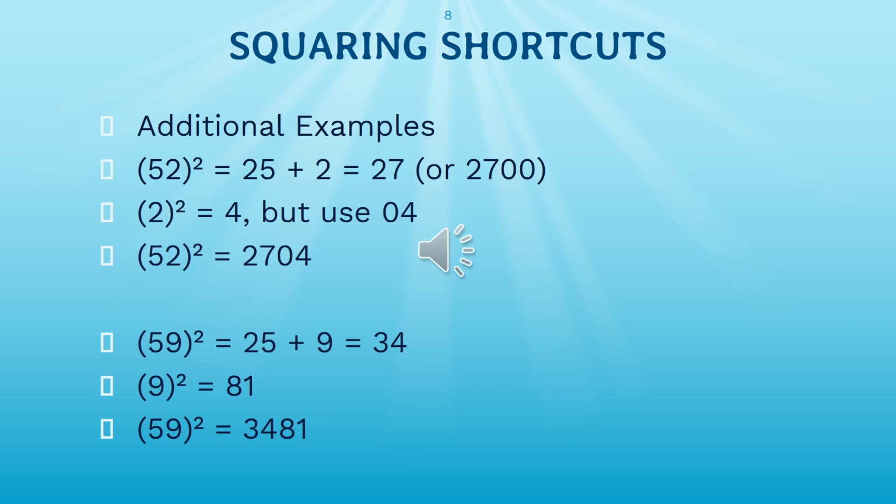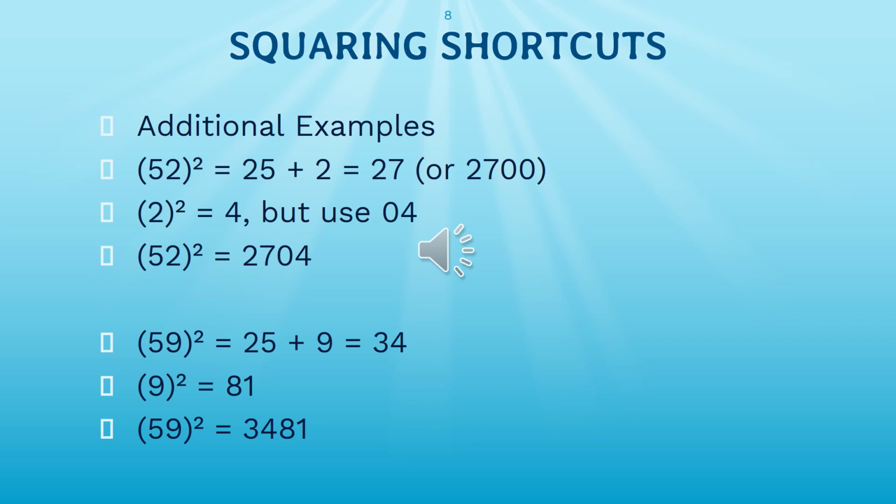Okay, let us take additional examples. Here we need to find the square of 52. So the ones digit of 52 is 2. Adding 25 and 2 will give us 27, which can also be translated as 2700 by attaching two zeros to 27. Next step is to square 2. 2 squared is 4, but that should be 04 because we need a 2-digit here. So if we attach 04 to 27, that will give us our final answer, which is 2704.